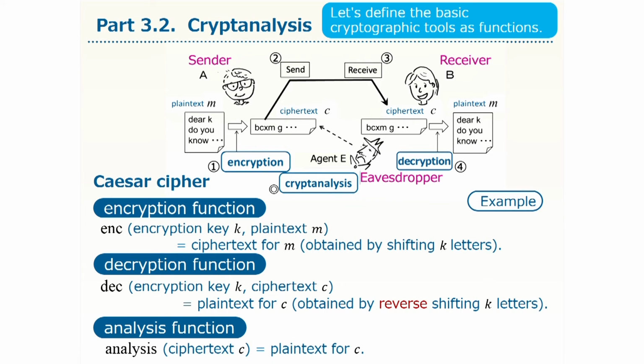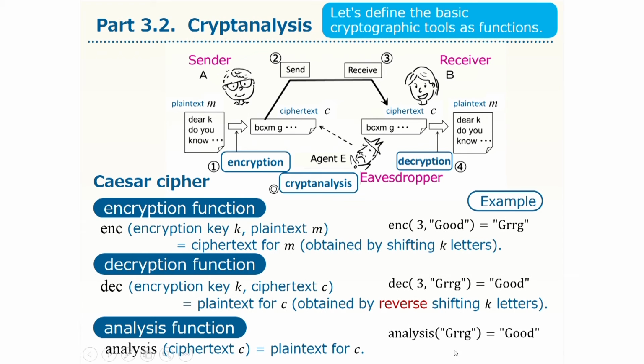Let's see some examples. Here we use 3 for the secret key. For example, shifting 3 letters turns the plaintext GOOD into GRRG. We got this because the uppercase letter G did not shift. Now, if we take this one and then reverse shift by 3 letters, the corresponding text is GOOD. In contrast, with analysis, we want to take only the ciphertext and compute the plaintext.